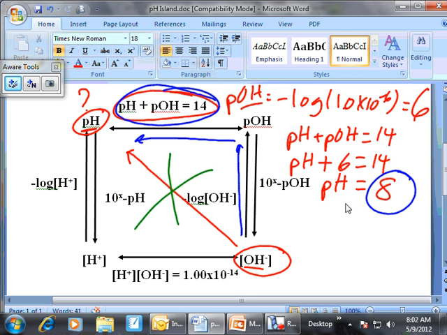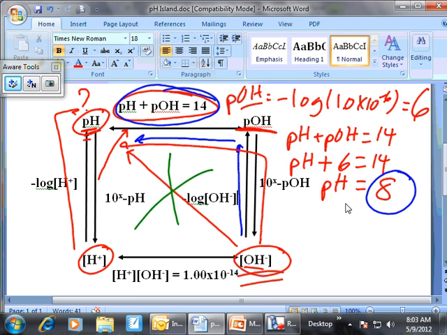It's a two-step process. Again, knowing how to use this pH island makes it easy. Anytime you have a two-step process, either going from H plus to pOH, you want to go up and over. If you're going from concentration of OH to pH, go up and over. Every other case is just going from one thing to another, where you can do it all in one motion.